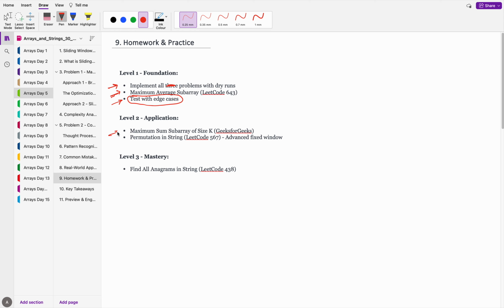Then level 2, maximum sum subarray of size k. Again, this we'll be discussing later. Permutation in string. You can try to solve on your own. Advanced fixed window question है. Or later we'll be discussing it. For now, give it a try. Then mastery, find all anagrams in a string.